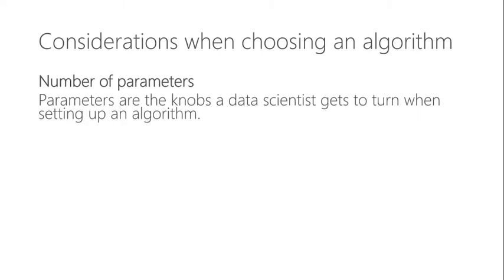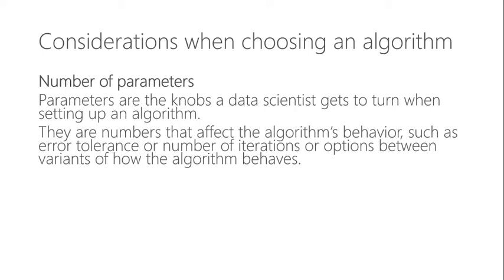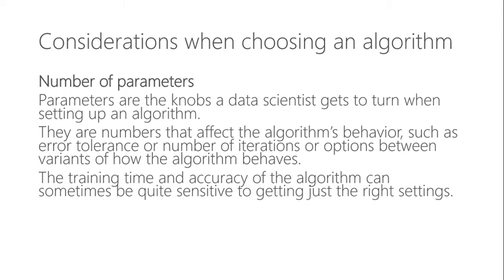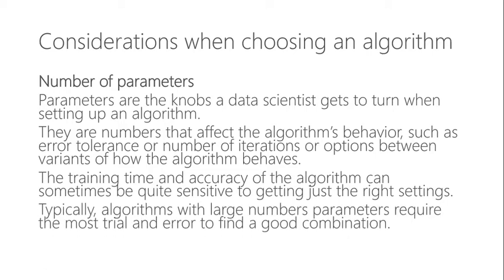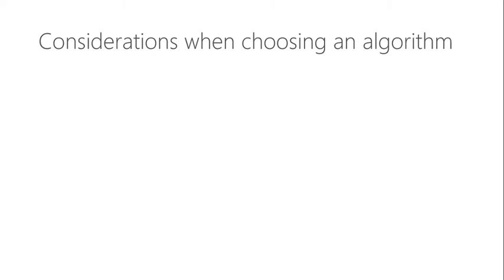Number of parameters. Parameters are the knobs data scientists get to turn when setting up an algorithm. They are numbers that affect the algorithm's behavior, such as error tolerance, number of iterations, or options between variants of how the algorithm behaves. The training time and accuracy of an algorithm can sometimes be quite sensitive to getting just the right setting. Typically, algorithms with a large number of parameters require the most trial and error to find a good combination.